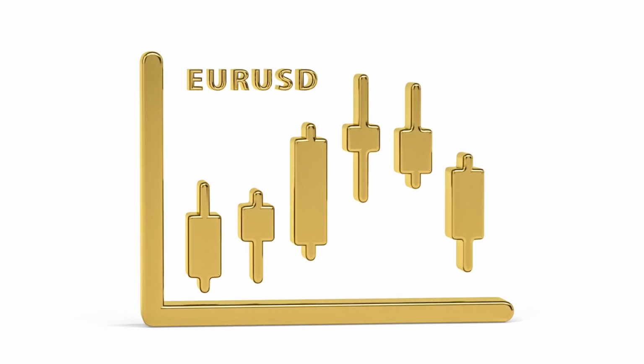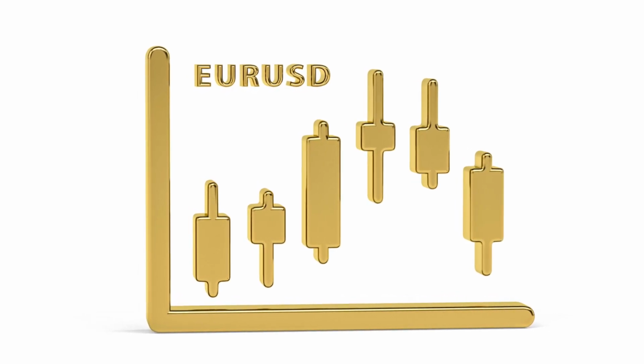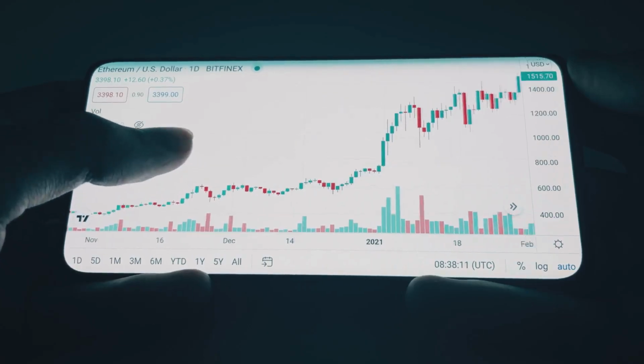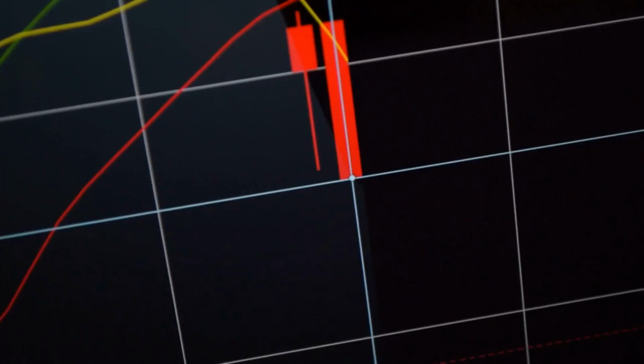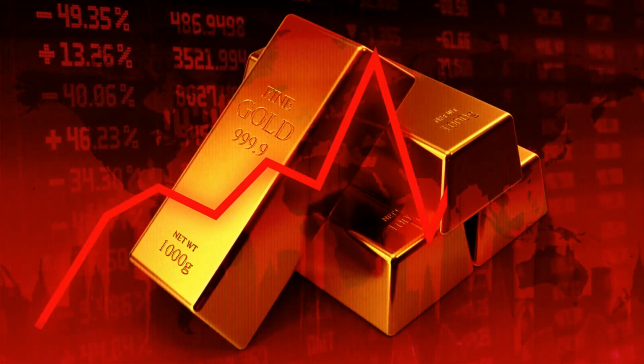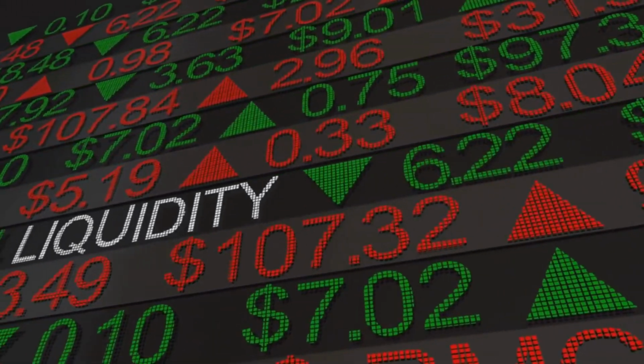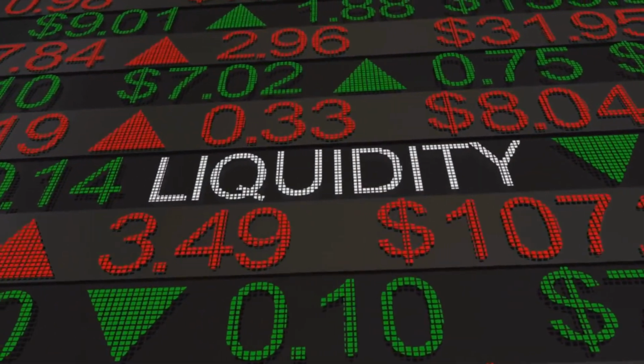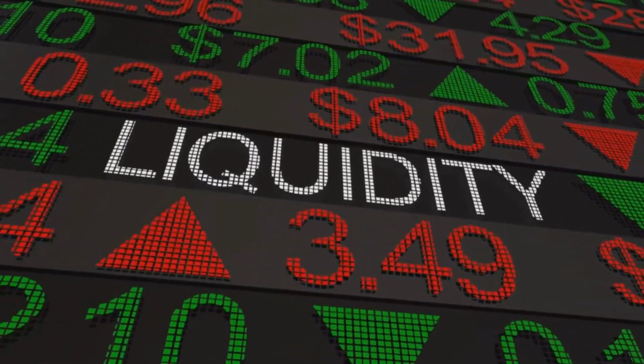Have you ever watched gold make a sharp, sudden spike? It breaks a key level only to reverse just as quickly. You might have thought it was a failed breakout. You might have been stopped out of a trade. This frustrating price action is not random. It is often a calculated move known as a liquidity sweep.